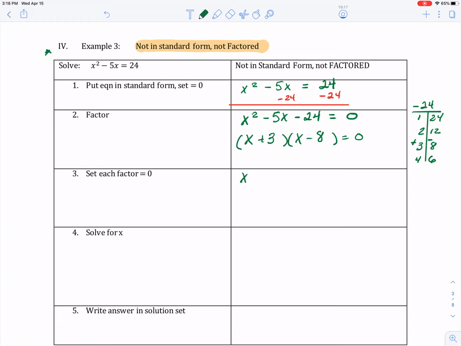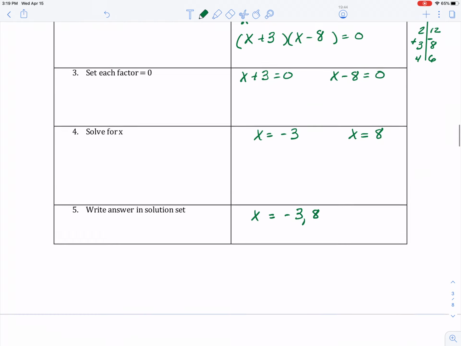Take each of those factors using the zero factor property. Set each of those factors equal to 0. So I'm going to be subtracting 3 from that equation on both sides and adding 8 to this equation, and here are my two solutions, negative 3 and positive 8. Okay, so that's when it was not in standard form and not factored.